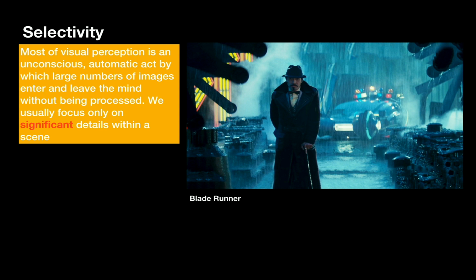So the next one is selectivity. Most of our visual perception is unconscious, automatic, right? We have large numbers of images entering and leaving our mind, and we don't have time to process these things. We actually can only focus on significant details within a scene. So you'll see, this is from Blade Runner, the original Blade Runner. It was very chaotic in downtown Los Angeles. It was set in the future, and the downtown scene was very chaotic. There was a lot going on, and so the filmmakers really had to try to figure out a way to use constructivism in a way, right?